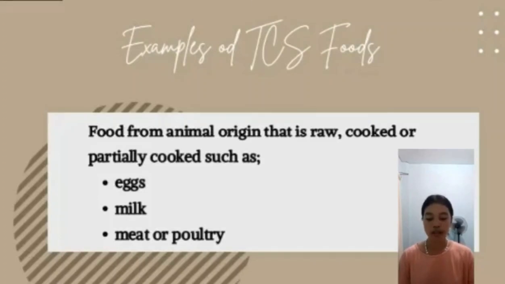So, cooking tips in eggs. Boiled eggs should be cooked immediately after mixing or stored in refrigeration. Cook shell eggs to 145 degrees Fahrenheit for service or 155 degrees Fahrenheit for pot holding.